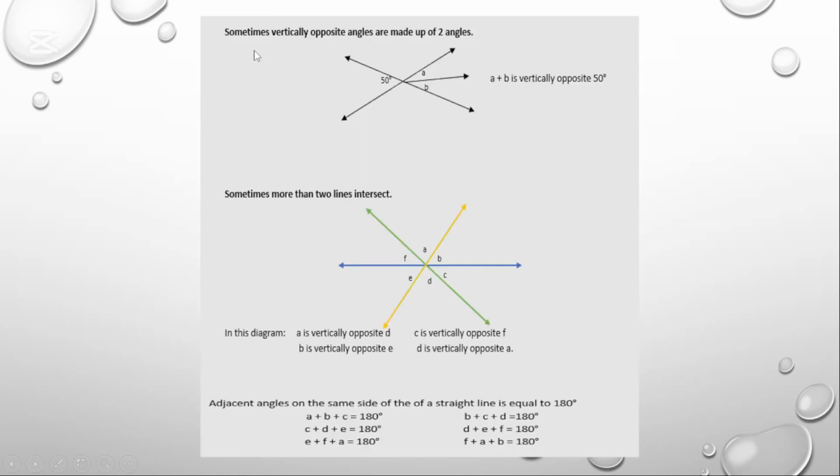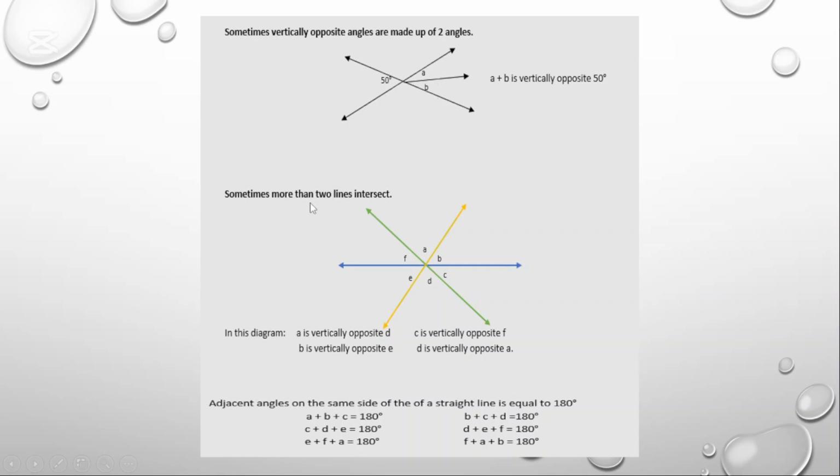Now sometimes vertically opposite angles are made up of two angles. Watch this one. This line here intersects that line there. So 50 is really vertically opposite A and B, right? A plus B, because this line and that line intersect. 50 is vertically opposite A plus B.